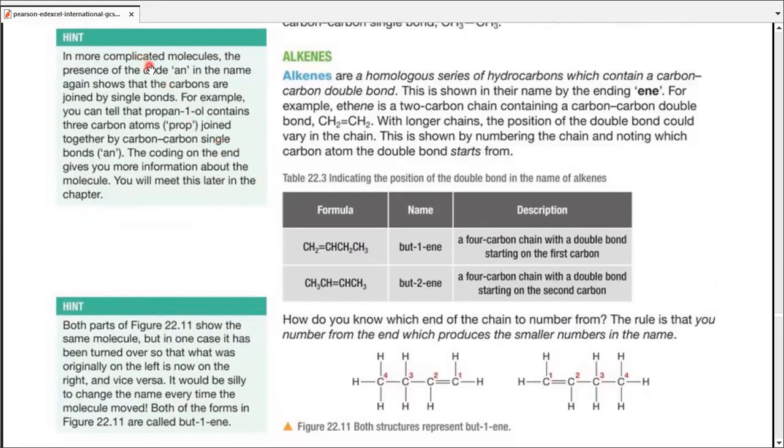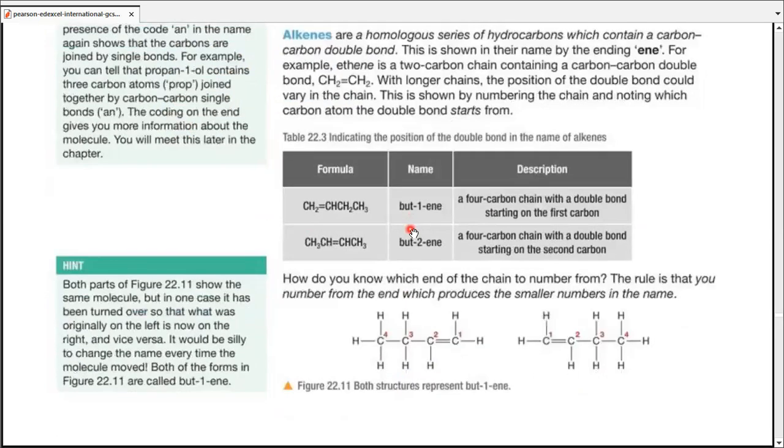For example, there is a hint. In complicated molecules, the presence of the code "an" in the name shows that the carbons are connected by single bonds. So for example, propan-1-ol means prop means 3 carbon atoms, an means singly bonded, and 1-ol means ol is actually a functional group. We're going to explain it later. 1 means the functional group is connected at the first carbon atom. So we're going to do it in the upcoming chapters, don't worry.